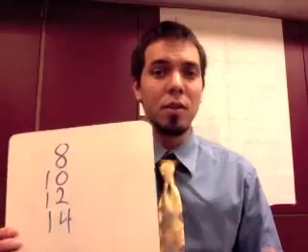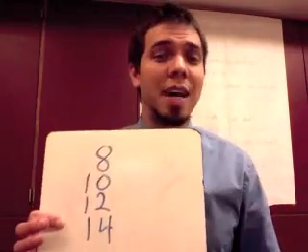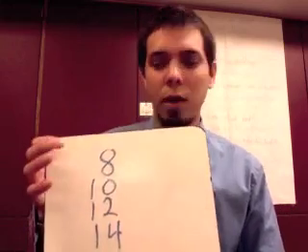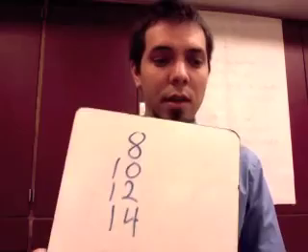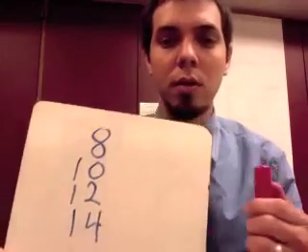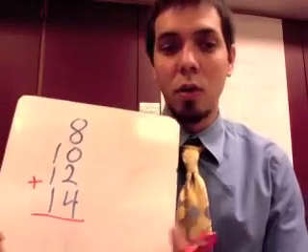Let me show you one more example of how to find the mean. In this case, I've got these four numbers, 8, 10, 12, and 14. Again, the mean is the average of these numbers. It's a way of representing all these numbers using just one number. So to find that, we're going to add all these up, and then we're going to divide it by how many numbers there are.